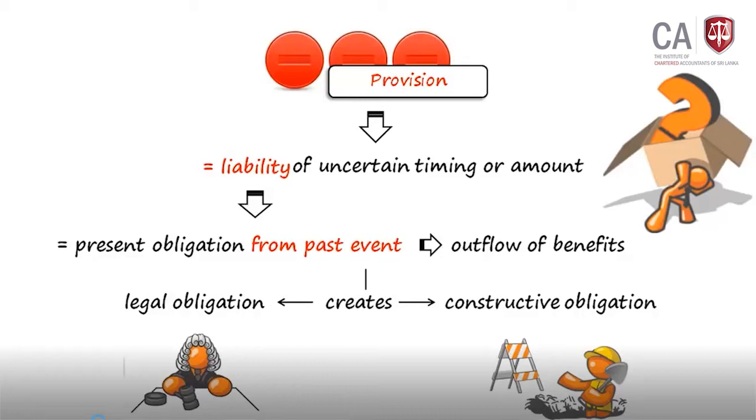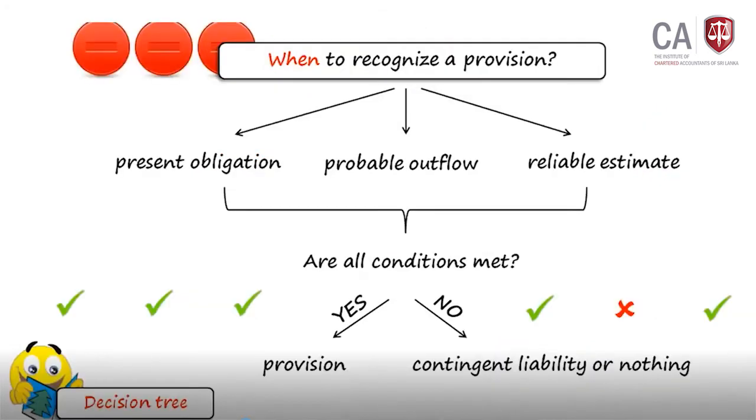Understand? Right. So that's the difference between provision and the liability. So anyway, provision is a liability that arises from a past event, and you have a present obligation. That obligation can be a legal obligation or a constructive obligation. Fine. I believe you now have a good understanding about provision and the difference between provision and the liability.